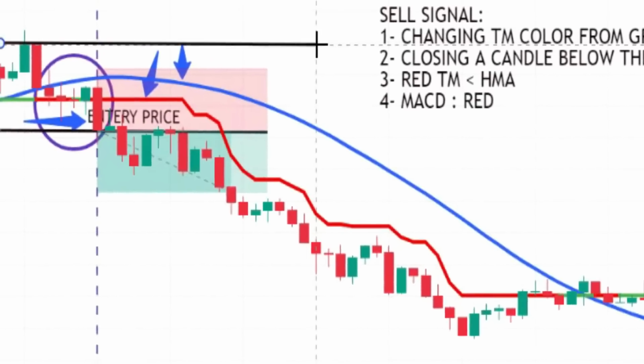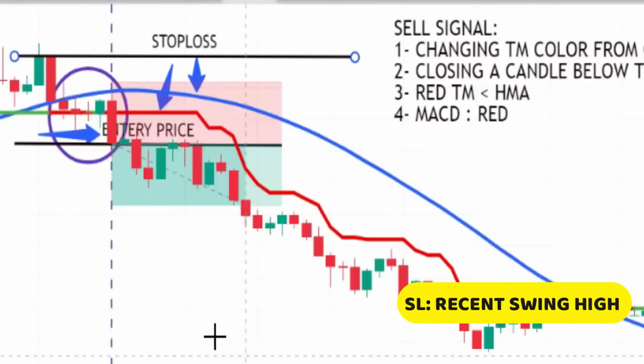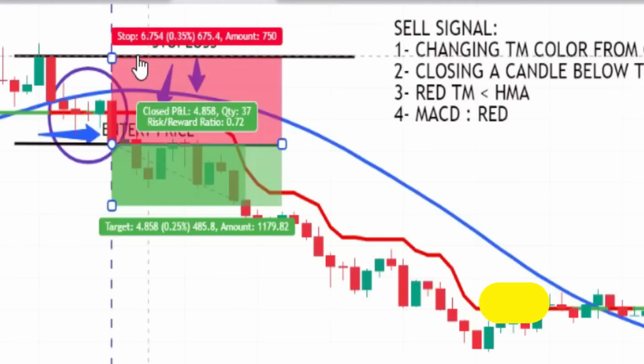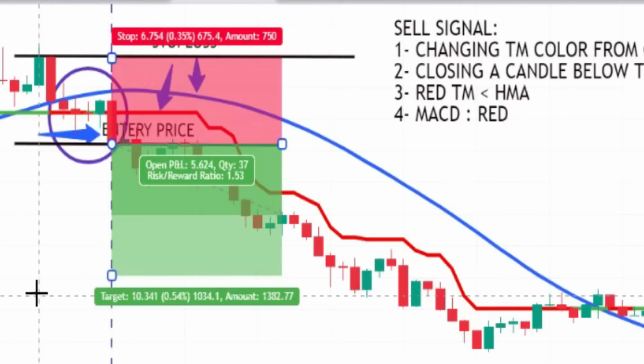Place the stop loss above the last swing high. And for the target, consider the risk-reward ratio of 1 to 1.5.